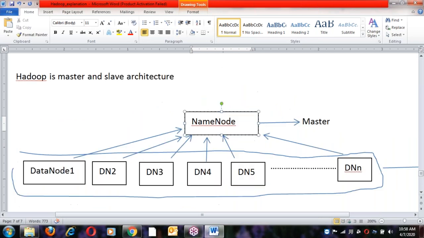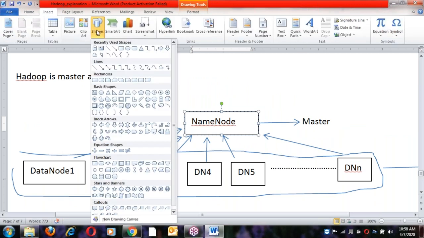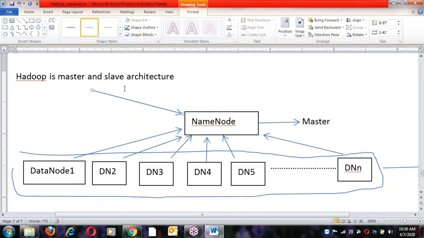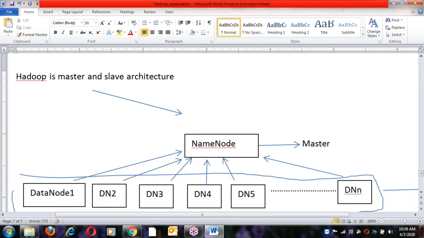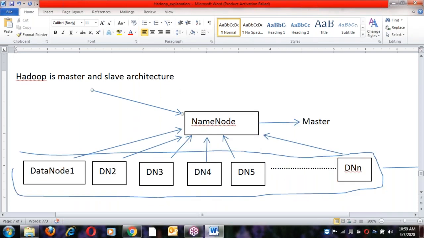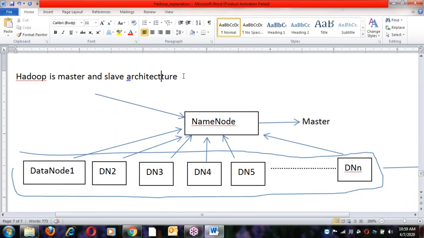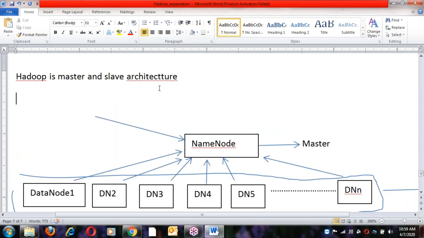Every request goes to the name node. Every user request goes to the name node.